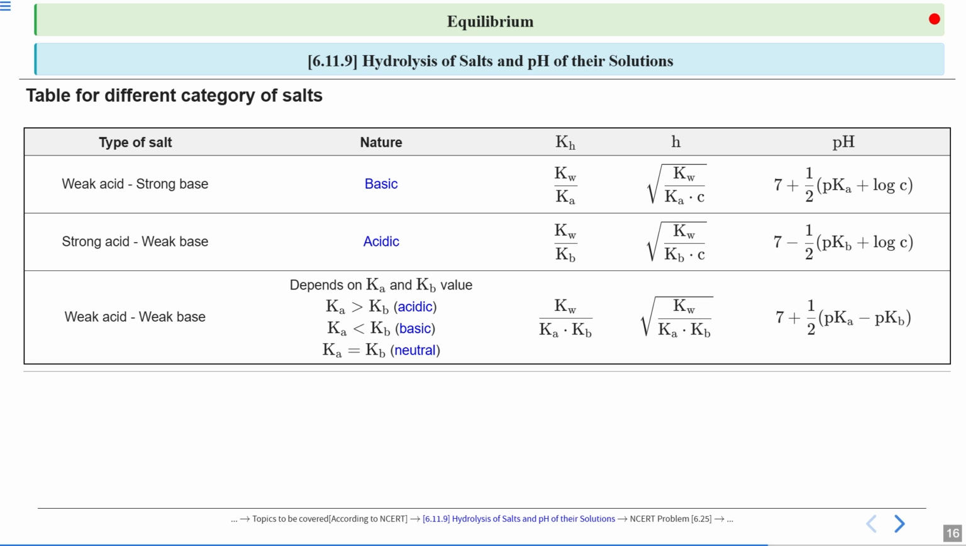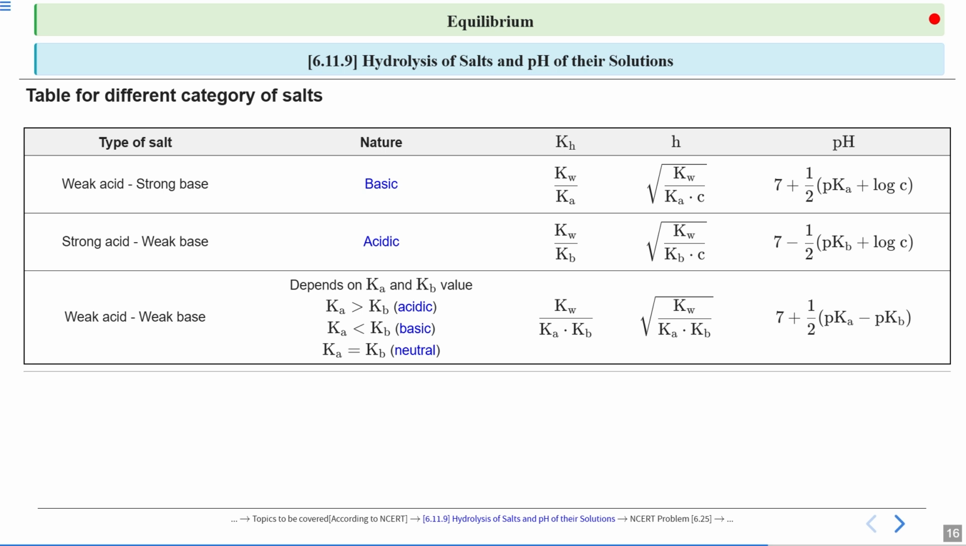Moving on to the strong acid and weak base, what can we write about the nature? Since we have a strong acid, the nature will be acidic, and the Kh will be, instead of Ka, we will write it as Kb. So Kw by Kb. What about h? So h is root under Kh by C. If you put the value of Kh here, you will get it as Kw by Kb into C, right?